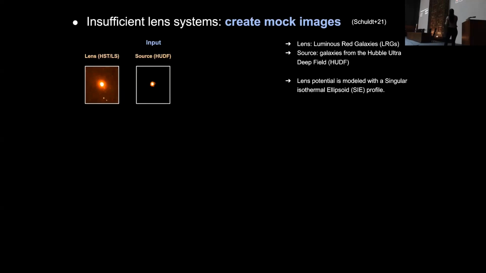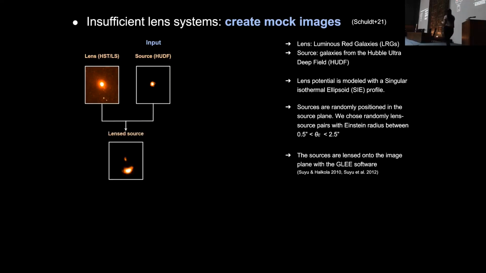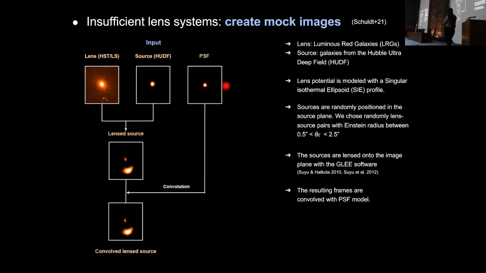And then we use a lens potential that is modeled, we model the lens. We put the sources randomly positioned in the source plane, and we choose an Einstein radius that goes from 0.5 to 2.5 arcseconds. Then we lens the source into the image plane using a software. As you can see, this is the lens, then this is the lensed source. We also then convolve it with the PSF, in this case the PSF of HST. Here's the image. And finally, we have our lens system.